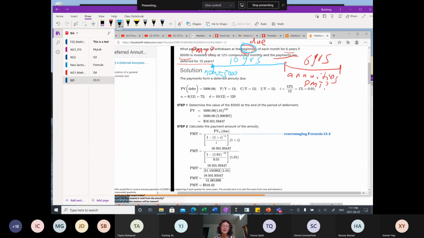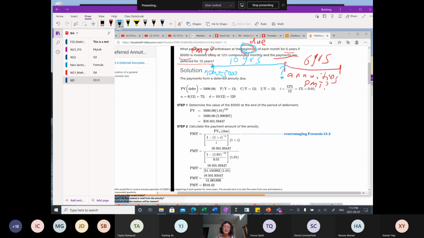So 2 steps. Step 1, what is the future value after 10 years? Once you did step 1, this future value after 10 years becomes the present value for annuities. Did you see that? So 2 steps.